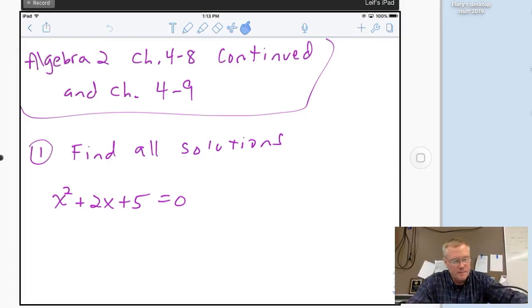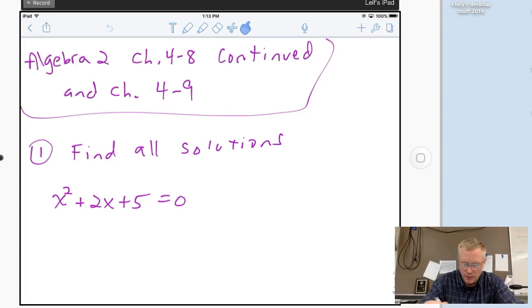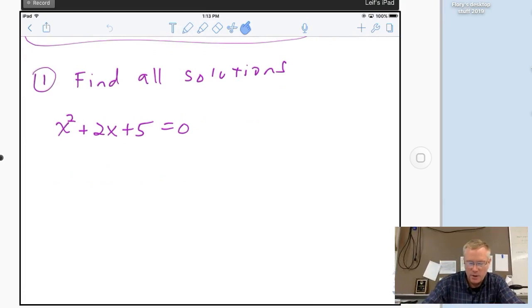All right. Hi there. Today, Algebra 2, I'm going to be covering Chapter 4-8 and 4-9, finishing Chapter 4-8, and then doing Chapter 4-9. So the first one says find all solutions. Now it doesn't say all real solutions. It says all solutions, which means I'm going to probably need some imaginary numbers in there. So when you get a square root of a negative number, you're no longer done. In other words, you've got to actually do it out.